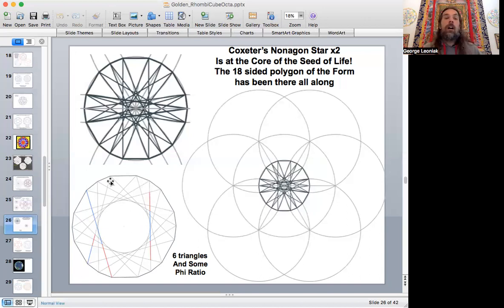And if we make triangles in here, 6 triangles, it's very cool the way these triangles interact with one another. There's some golden ratio divisions between the relationships that show up there. There's probably some more in there. I didn't check them all out, but very cool. And it's all right here within this simple design. Of course, Coxeter's Nonagon star here is just full of golden ratio too.